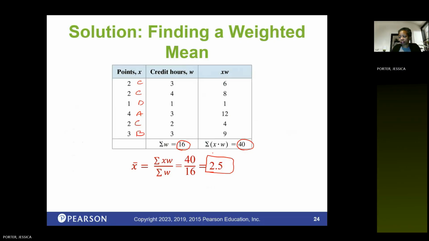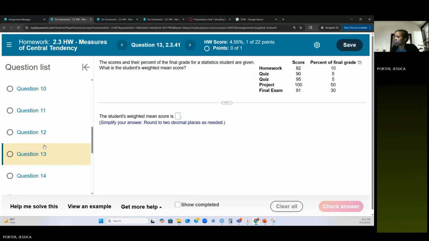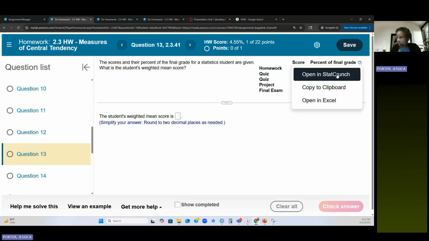Okay. Check and see. Let's look at question 13 and 14, 2.3. Okay, so the system for finding a weighted mean is pretty straightforward. It's not too hard to capture, but you can also do it in StatCrunch. So I'll show you how to do that.